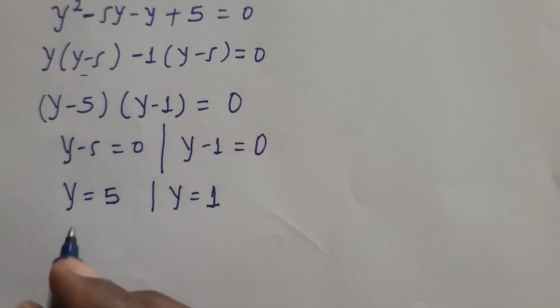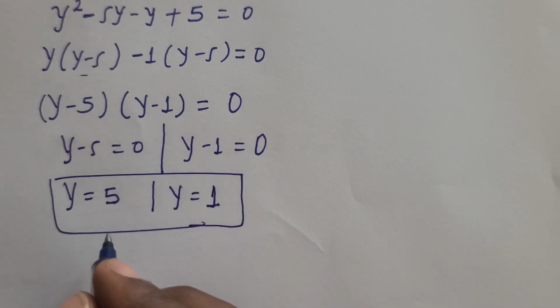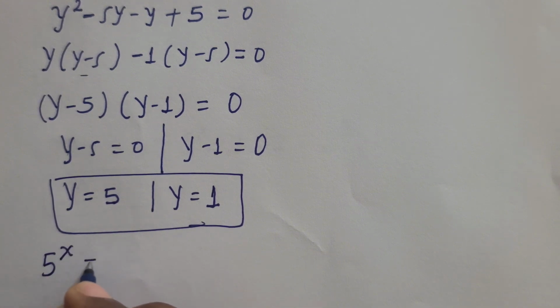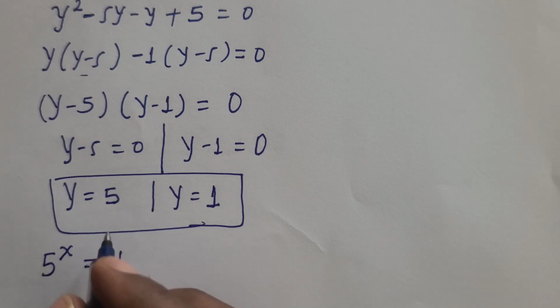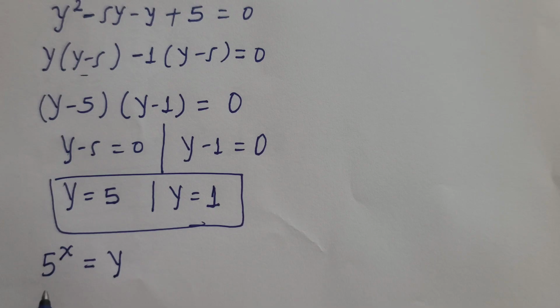Therefore, here is the value of y. Now the value of x. As we said before, 5^x equals y, and the values of y are 5 and 1. Therefore, 5^x equals 5, and 5^x equals 1.